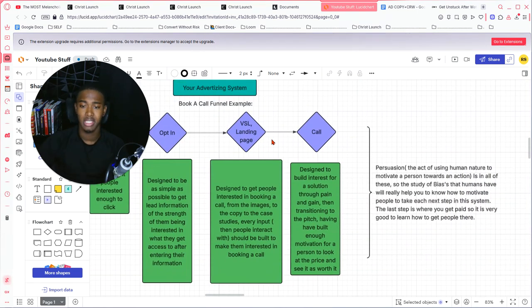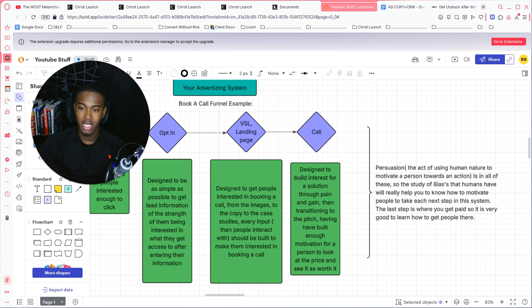The VSL and the landing page, this is designed to get people interested in booking a call, from the images to the copy to the case studies, even every input really. Every input that the people interact with needs to be designed and built to make them interested in booking a call.